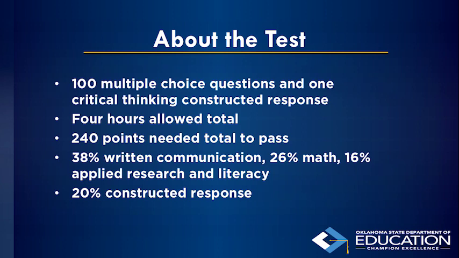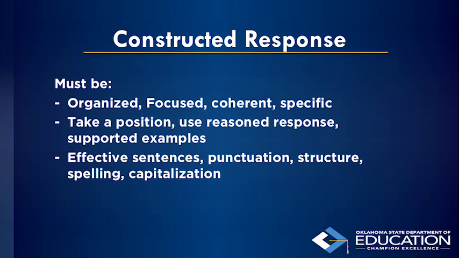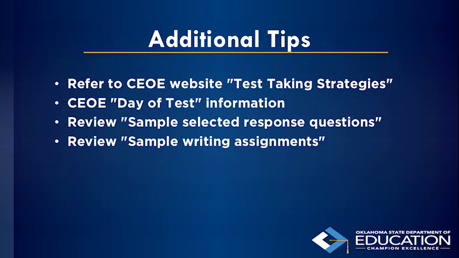38% will be written communication, 26% will be math, 16% is applied research and literacy. 20% of the weighted test is constructed response. The constructed response must be organized, focused, coherent, and specific. You should take a specific position, use reasoned response, support your examples, use effective sentences, good punctuation, good sentence structure, and good sentence capitalization.